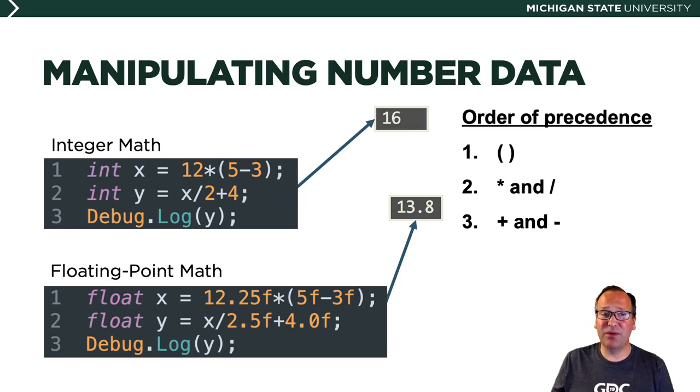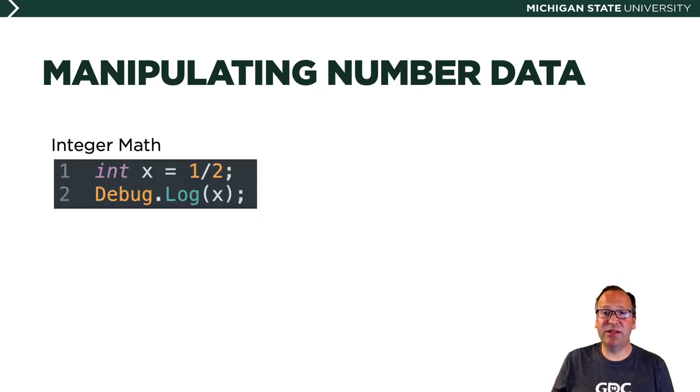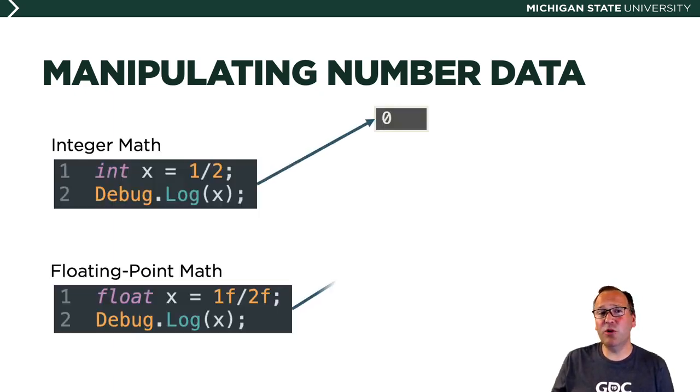So in the first example, the computer will do the calculation in the parentheses first, 5 minus 3, which equals 2, then multiply that by 12, which equals 24, which is stored in the variable x. Then y equals x divided by 2, or 24 divided by 2, which equals 12, and then add 4 to equal 16. Of course, the computer does all this for us, so we don't need to calculate it in our heads. And notice the difference between integer math and floating point math, particularly when it comes to division.